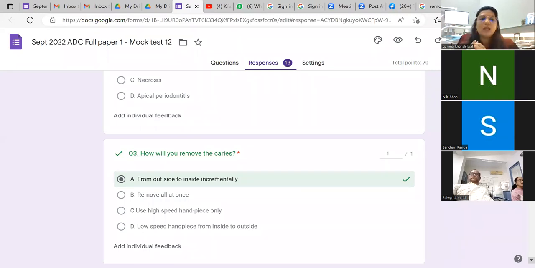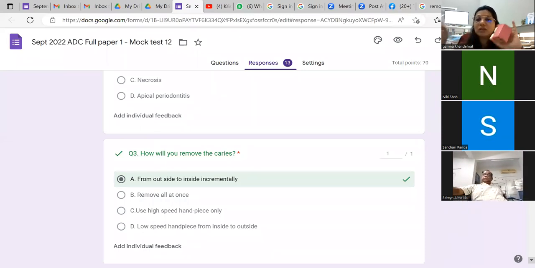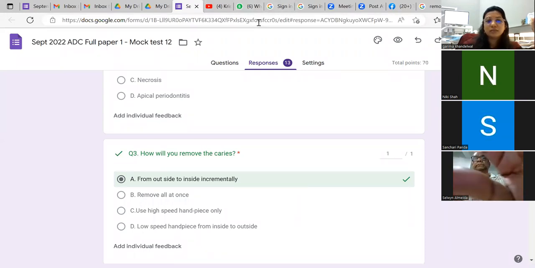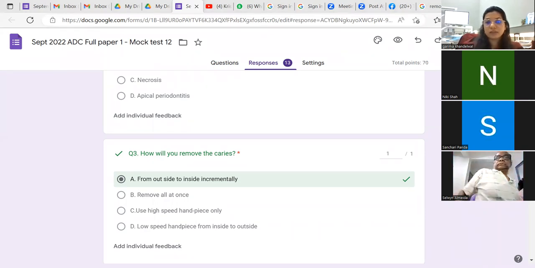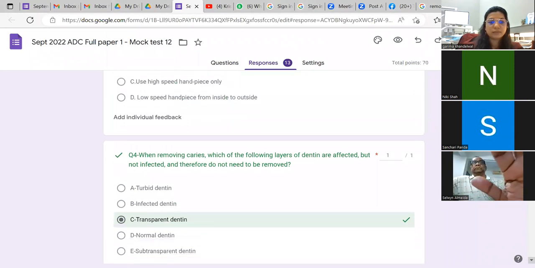Getting my point? So how will you remove the caries from outside to inside? Incrementally, slowly, slowly, you will scoop. You will see the infected portion of the dentin is removed. Then you will go to the arrested portion of the dentin, and then you will leave it. You'll do IPC. Is that clear? Any question on this? I'm seeing the chat option. Any question? I'm waiting for any question from your side. Nothing, then let's proceed.